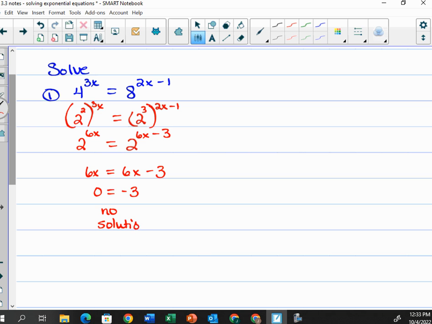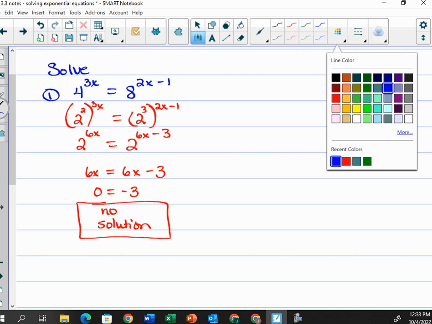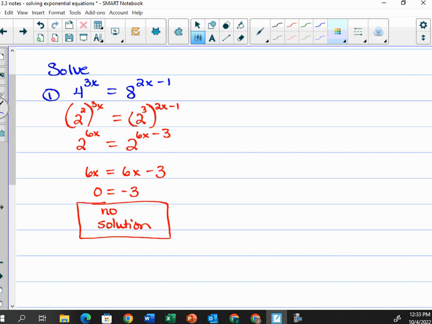You will occasionally get a no solution. Now, guys, if it's x equals 0, that's fine. But if you get 5 equals 2, something that's just not true, that's a no solution. All right, you guys try the next one.